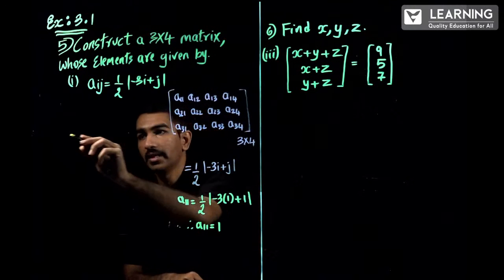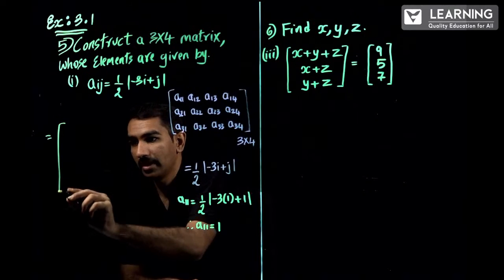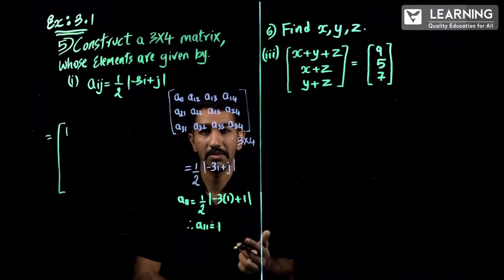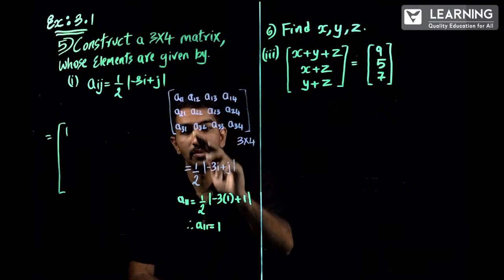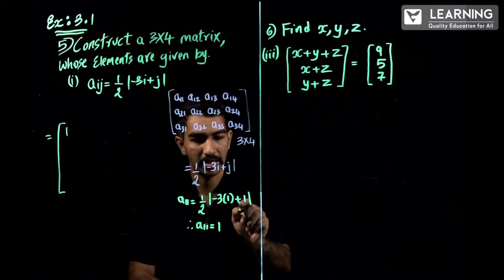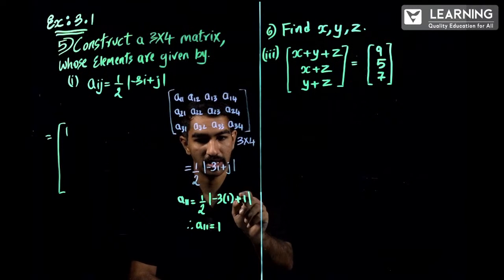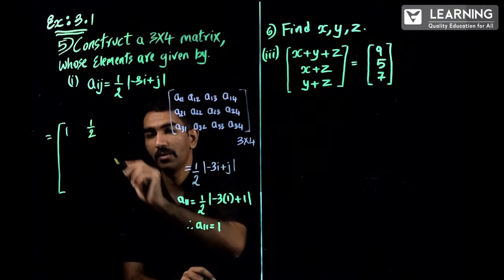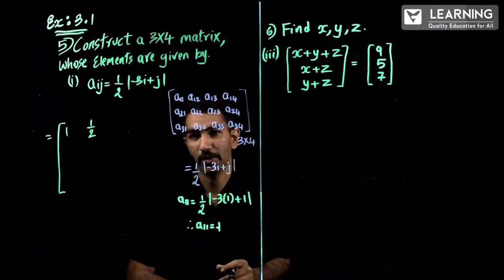So what you will be getting here? So again you come here, write the very first element 1. Similarly next one, students, A12. So minus 3 plus 2 is minus 1, correct? Mod of minus 1 is plus 1. 1 by 2 into 1 is 1 by 2 only, so write 1 by 2. Understanding? So mental calculations only you can do.